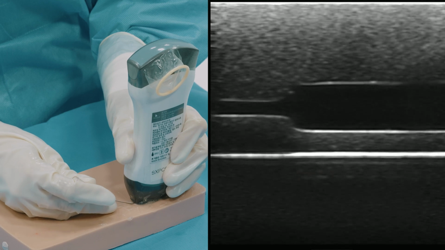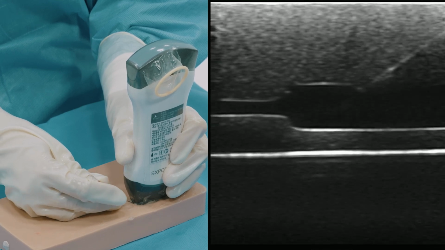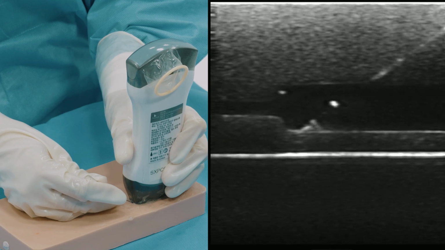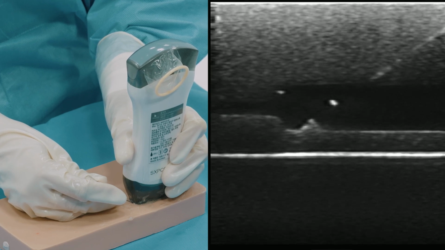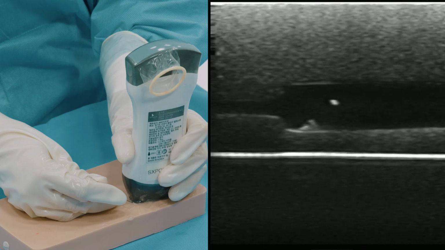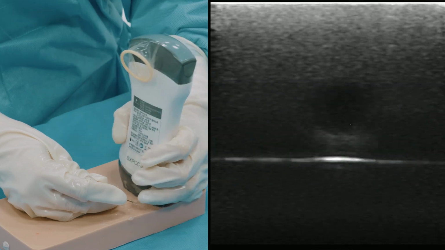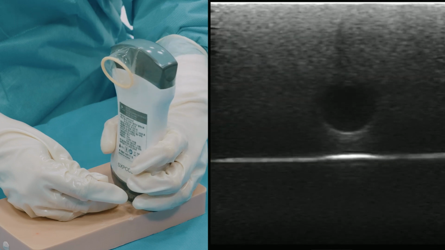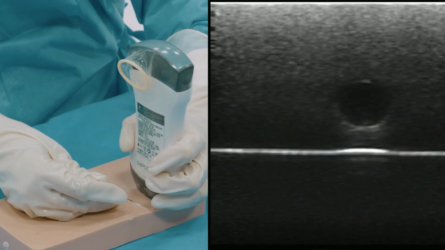Throughout needle advancement, the operator consistently identifies the needle tip using ultrasound, employing either a short axis out of plane view or a long axis in plane view. Use real-time ultrasound to confirm that the needle tip is centrally placed in the vein before advancing the guide wire.